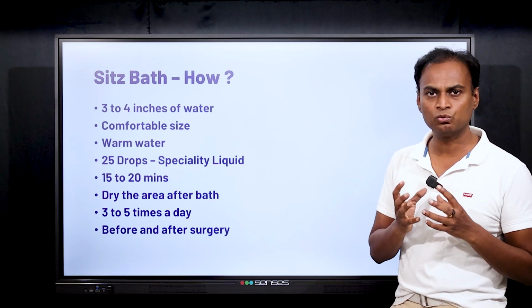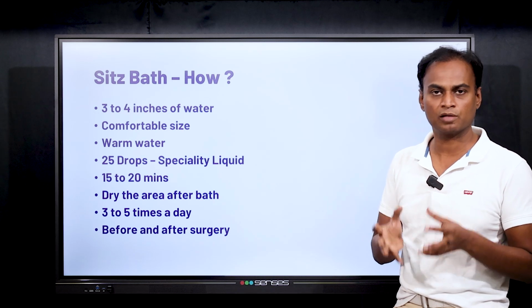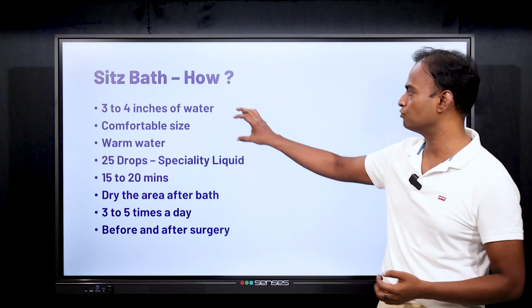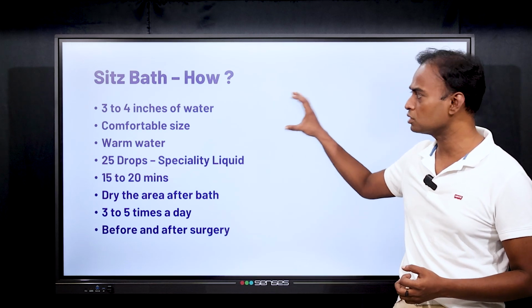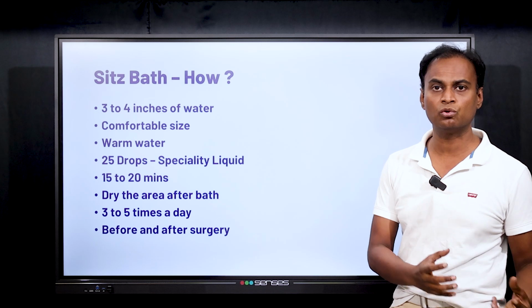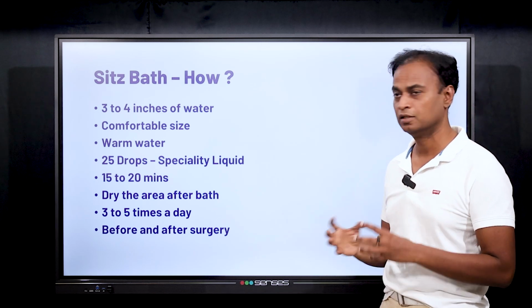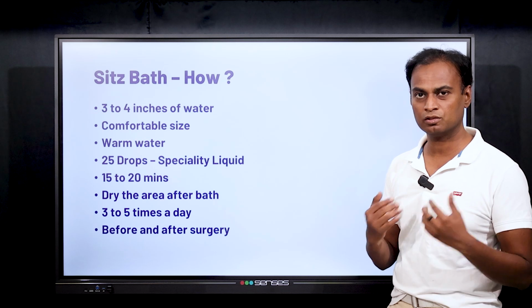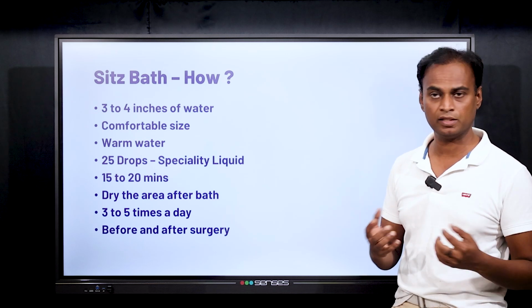It should not be too small, so that you are not able to sit in it. It should be of comfortable size. In that you pour 3 to 4 inches of water. What kind of water you have to pour? The water should be warm. It should not be too cold or too hot. It should be comfortable for you. If it is too cold or too hot, you will feel discomfort or the pain may increase.